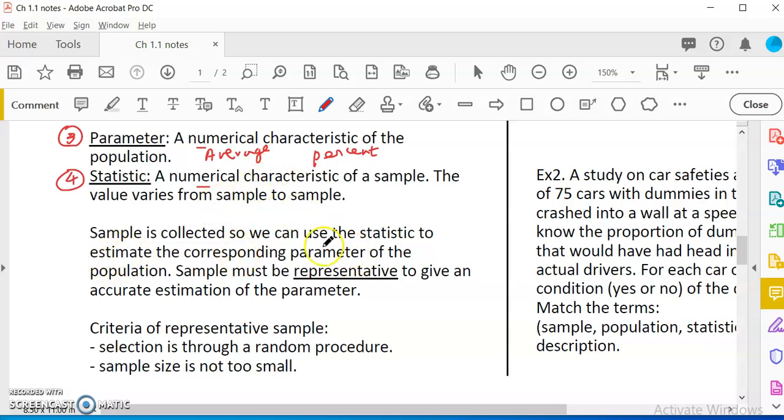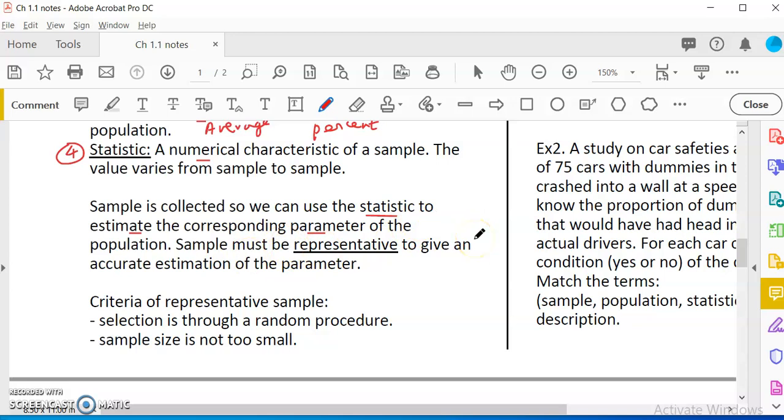So here I say sample is collected, so we can use the statistic to estimate or predict the corresponding parameter of the population. So for example, if I collect 100 students' ages from a college sample, and the average is 25 years old, then I can use it to predict that the average age of all the students in the college is 25. Okay, so to do a good prediction, the sample must be representative. A good sample should have the same characteristics as the population. So representative is very important to make sure that you have a correct estimation of the parameter.